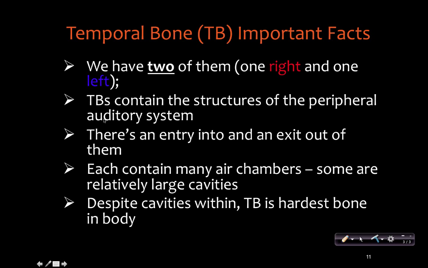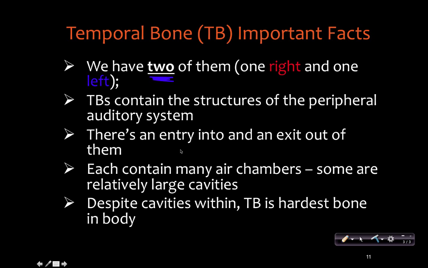So, important facts about the temporal bone. Fact number one, you have two of them. You have a right and you have a left. Fact number two, temporal bones contain the structures of the peripheral auditory system. Point number three, there's an entry into and an exit out of the temporal bone on each side. So there's a hole leading into it and a hole leading out of it.